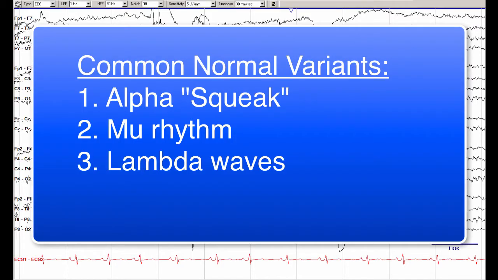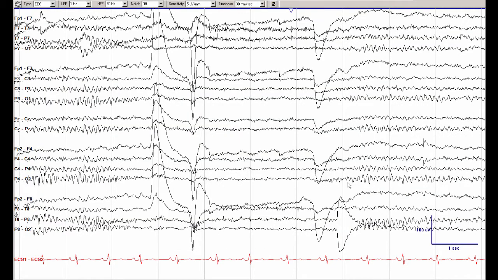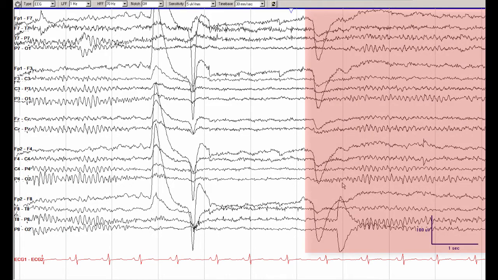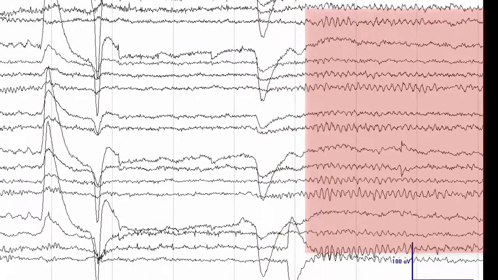Finally, we will conclude our discussion of normal awake EEG by focusing on 3 common normal variants, called alpha squeak, mu rhythm, and lambda waves. First, we will look at alpha squeak. We will remain on the same epoch of normal awake recording that we have been analyzing throughout this video so far. Focus your attention on the second half of this video with the second instance of eye closure.